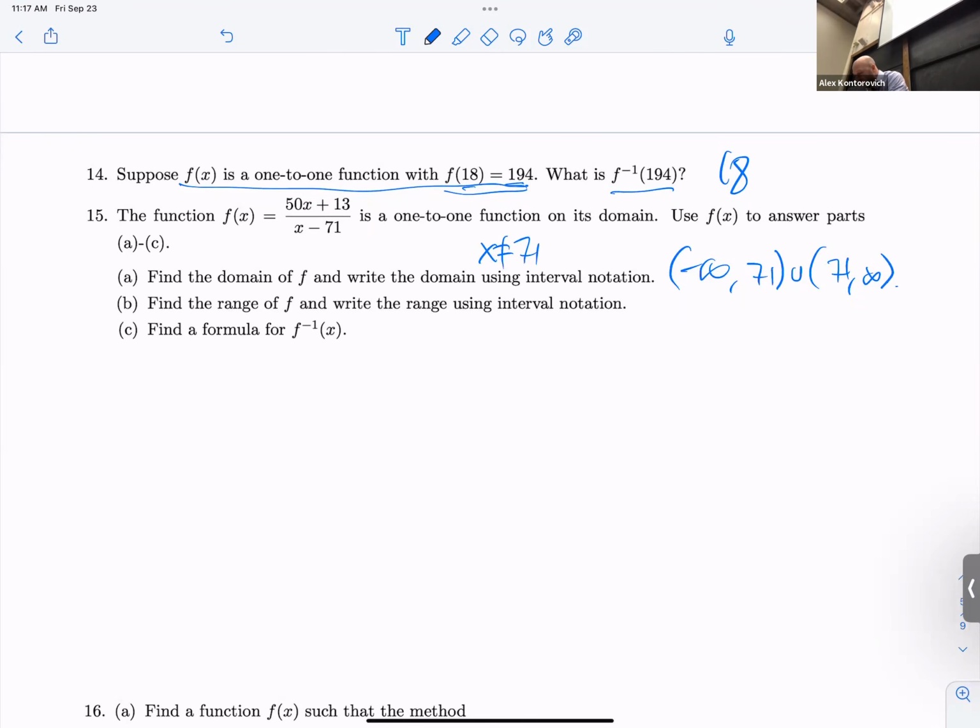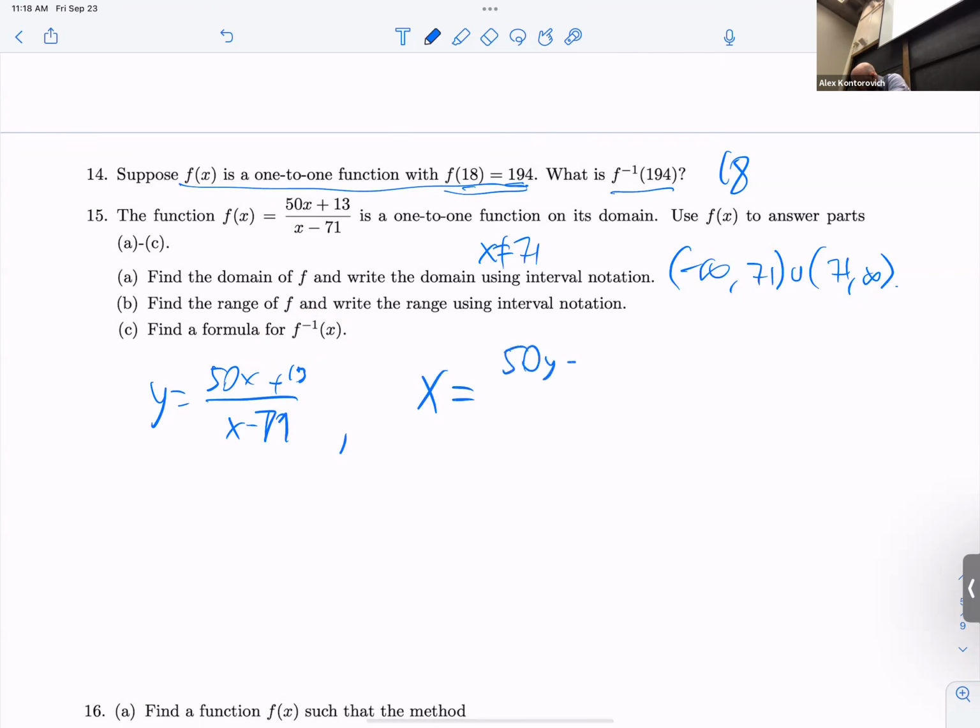What is the range of f? Well, one way to figure out the range of f would be, and by the way, we're going to do it in part C, let's work out what the inverse function is, and we'll see what the domain of the inverse function is. That'll tell us what the range of f is. Okay, so I've got to invert this thing. Instead of y equals 50x plus 13 over x minus 71, whatever it is, I'm going to switch the roles of x and y.